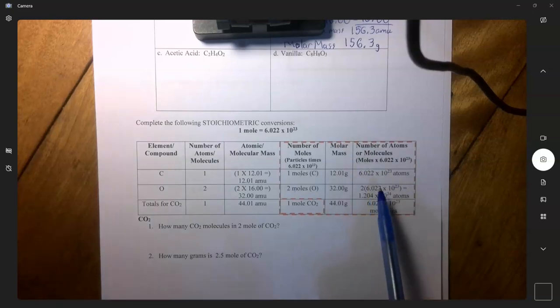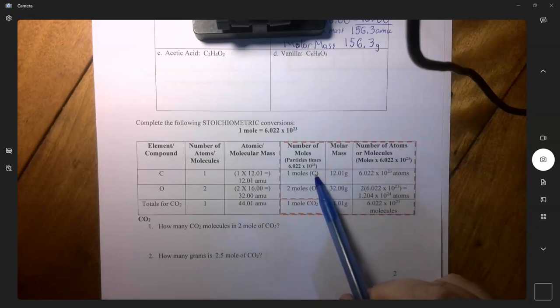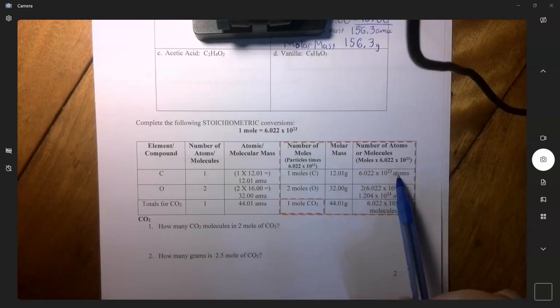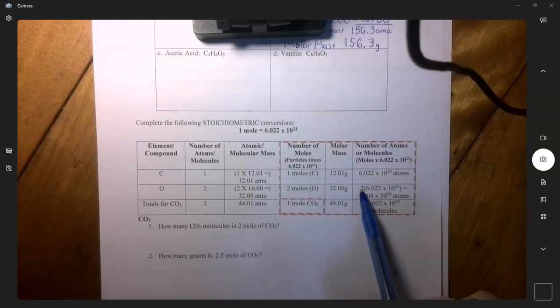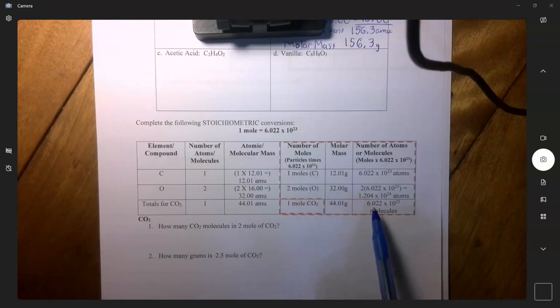Now over here is something that I didn't show you on the video. It's how many atoms or molecules is that. So if you have 1 mole of carbon, you have 6.022 times 10 to the 23rd carbon atoms. If you have 2 moles of oxygen atoms, you have 2 times 6.022, or this number right here, of oxygen atoms. And if you have 1 mole of CO2, then of course you have 6.022 times 10 to the 23rd molecules of CO2.